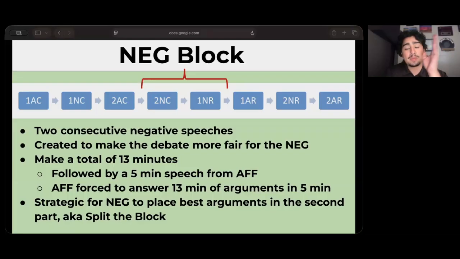This is because it is the speech that comes last in the negative block, and it makes it so that the affirmative does not have as much time to hear the arguments and develop responses immediately. The 2NC is usually a mix of offensive and defensive arguments, but for the most part, the 1NR has the most offense in the negative speeches. The difference between defensive and offensive arguments will be discussed later, but just keep that in mind for now.